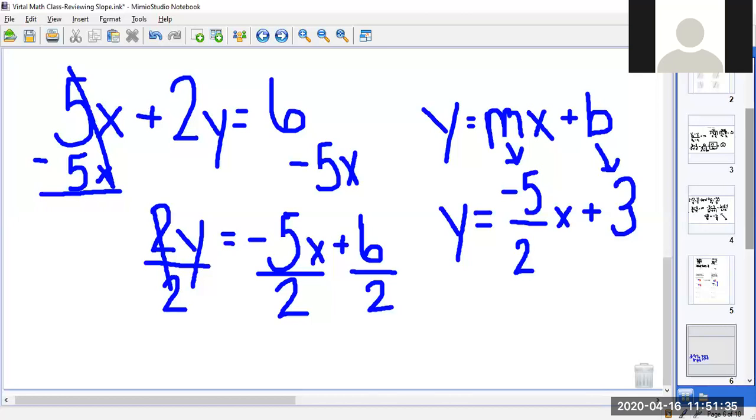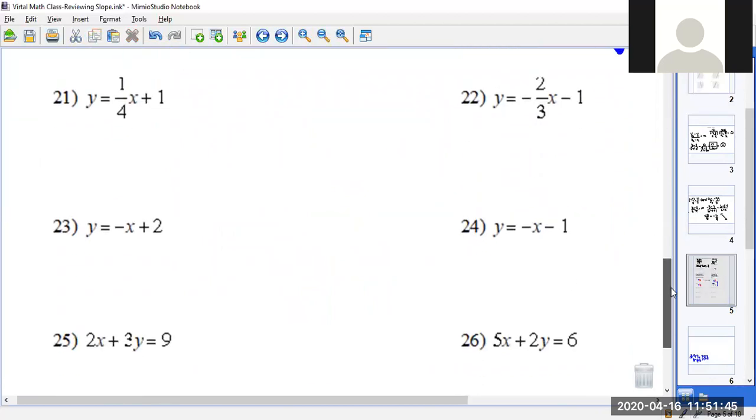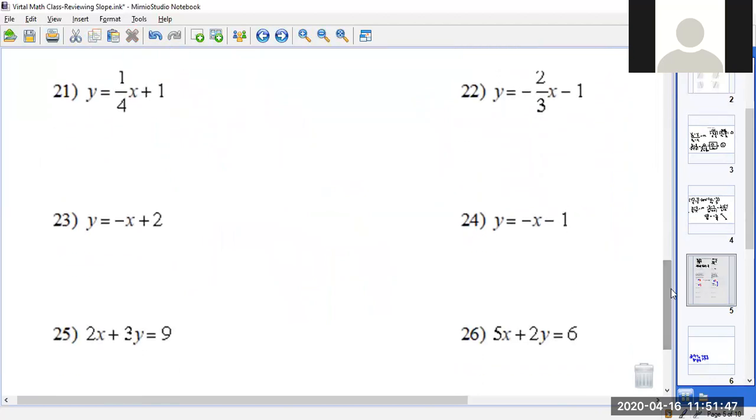Okay. So with all that being said, I'm going to go back to the previous page here, and I want y'all to work on 21, 22, 23, 24, and 25. I only want you to identify the slope and the y-intercept. That's all I want you to do. Now remember, number 25, we're going to have to work it like number 26.